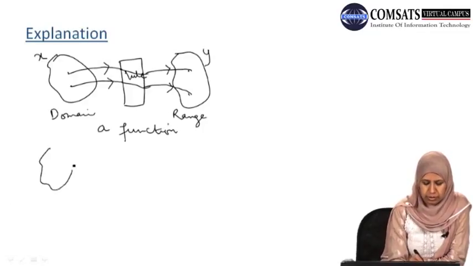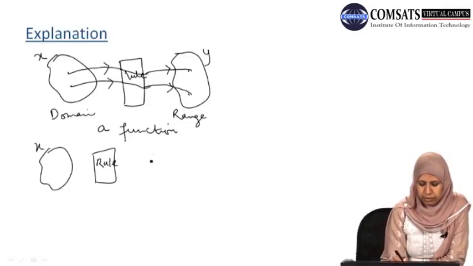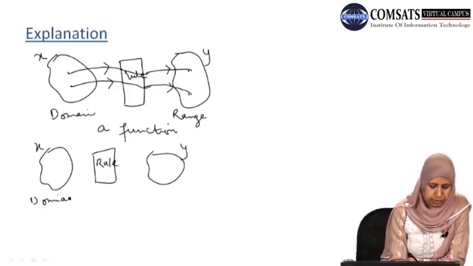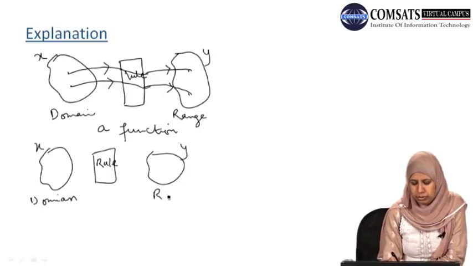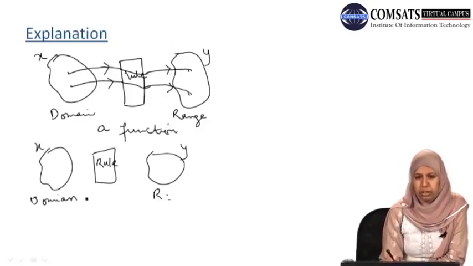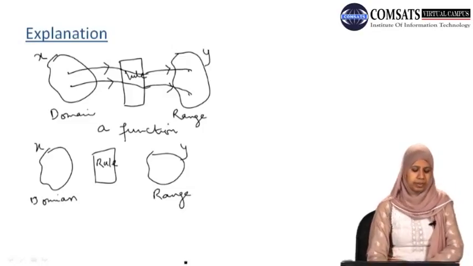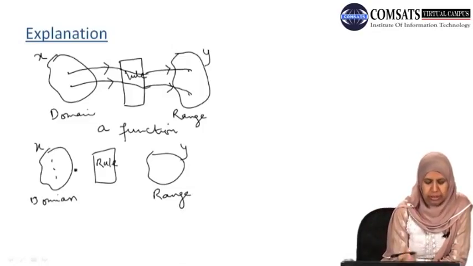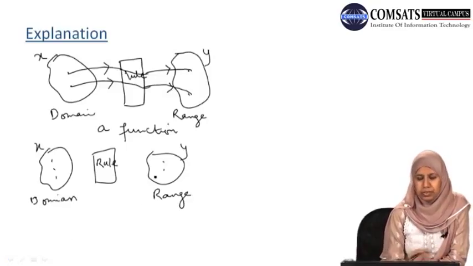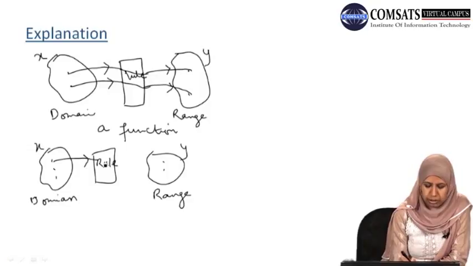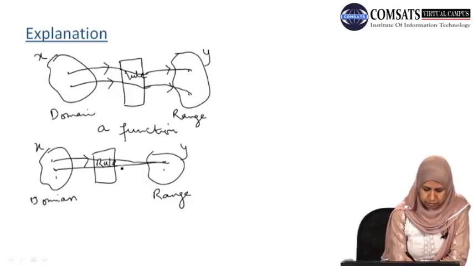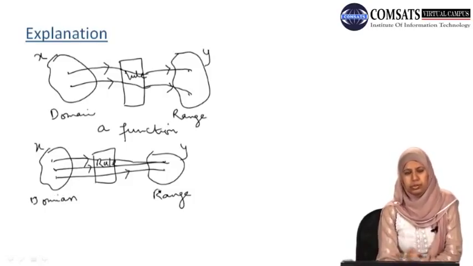Let us consider one more example. Here we have x, here is our mathematical rule, and here we have y. The same thing, all possible values of x will be the domain, and all possible values of y will be the range. Now we have, let's say, 3 points in our domain and 2 points in our range. What are we doing after applying the rule? The first one goes to the first one, the second one also goes to the first one, and the third one goes to the second one.